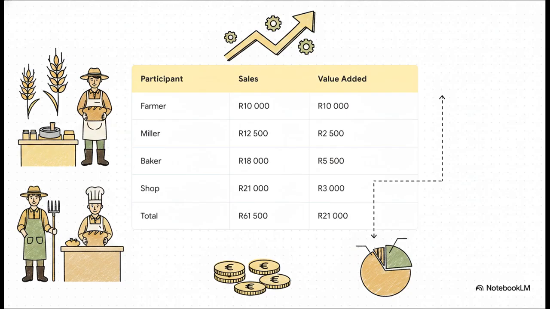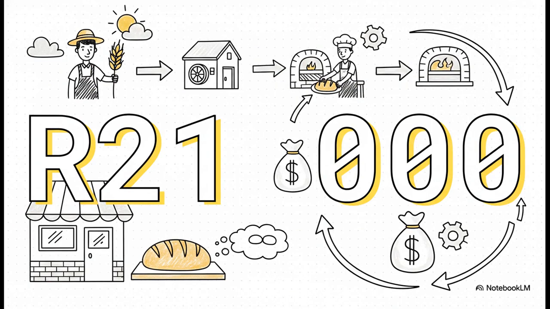The miller buys it for $10,000 and sells it for $12,500, meaning their newly added value is really only 2,500 rands. The baker adds 5,500, and the shopkeeper adds 3,000. When we sum up just that newly added value, we get exactly 21,000 rands. 21,000 rands. I really want to anchor this number in your mind.